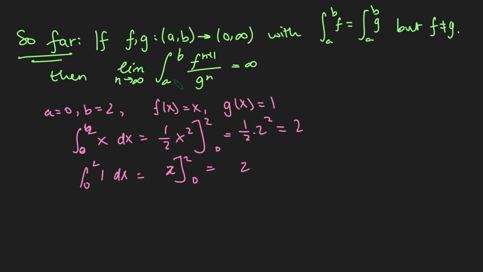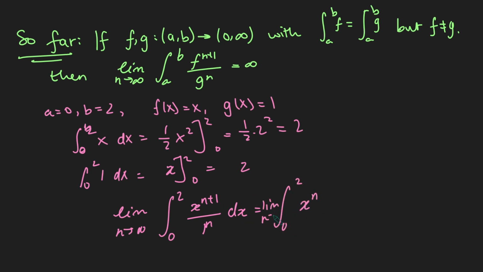So now we can apply this result here. The limit as n goes to infinity of the integral from 0 to 2 of f to the n plus 1, so that's x to the n plus 1 over g to the n, which is just 1 to the n, dx is going to equal infinity. But what is this integral here? It's the limit as n goes to infinity of the integral of x to the n plus 1 dx, and that's just 1 over n plus 2, x to the n plus 2 between 0 and 2, and that's just 2 to the n plus 2 over n plus 2.